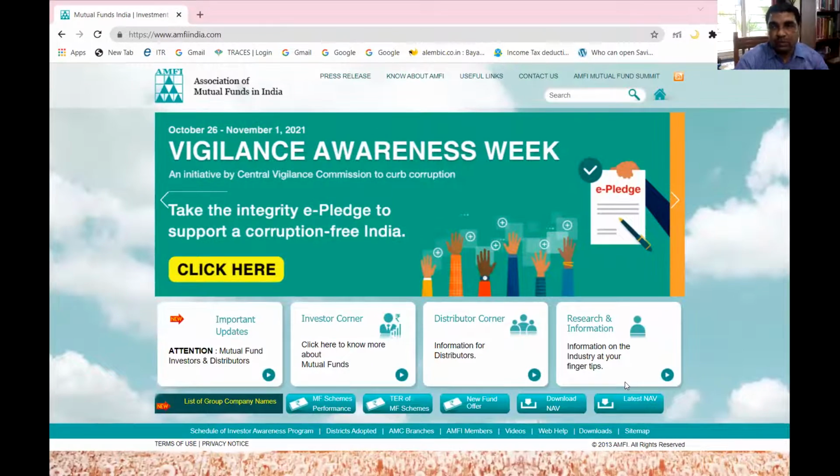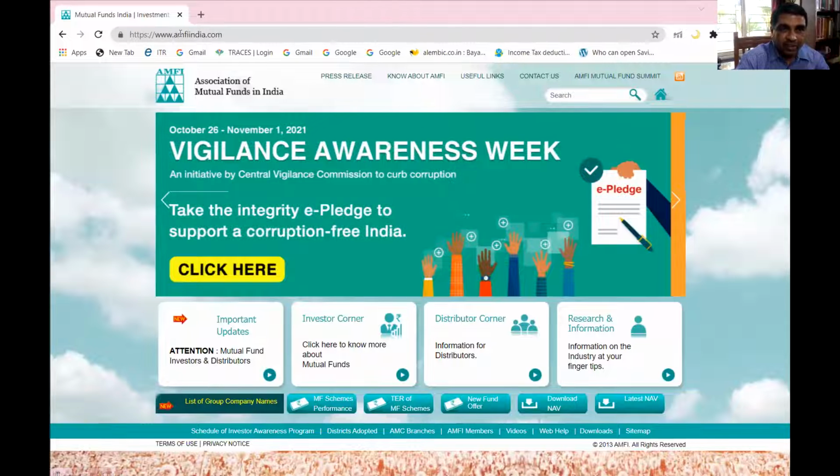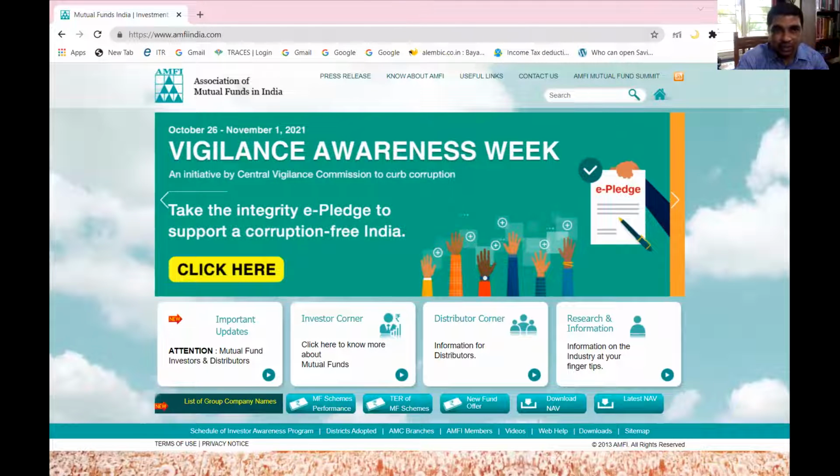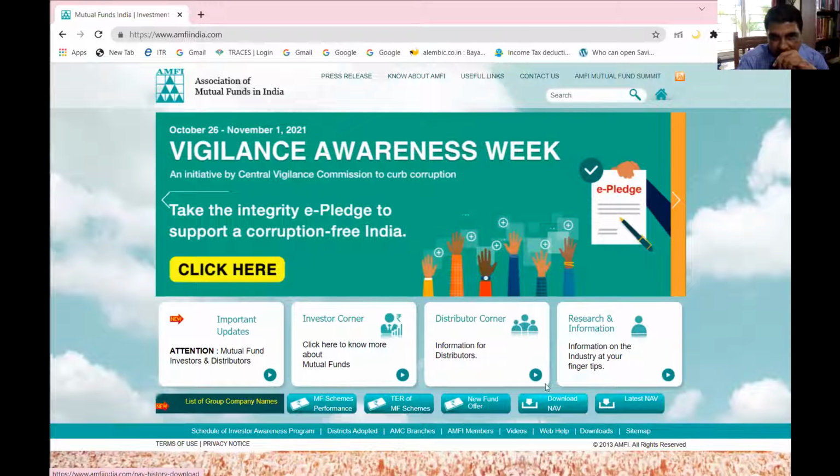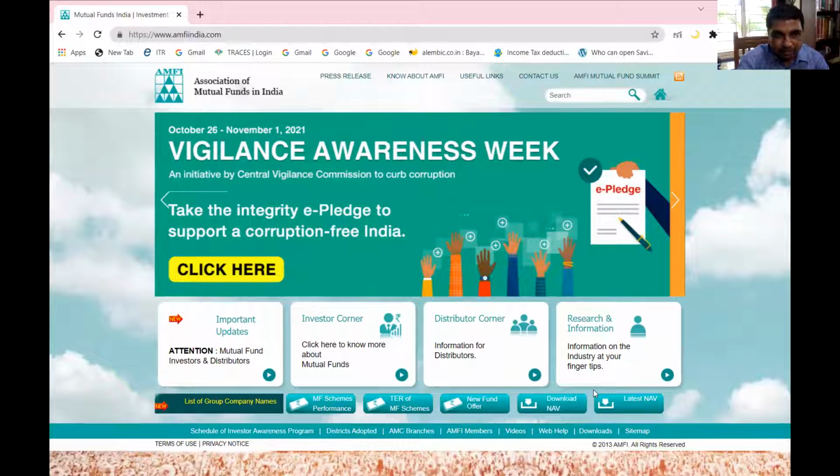Previous class I had shown you. Now again, you can also go to the website mutualfundsahiya.com. You can go to the SEBI website to find out its FAQ. You see, this is the amfiindia.com website. That is, Association of Mutual Funds in India. So here you see, like here you see mutual fund schemes and their performances. You can see here is a link available, TER of mutual fund schemes. Okay, new fund offers and others. NAV data also you can find out.